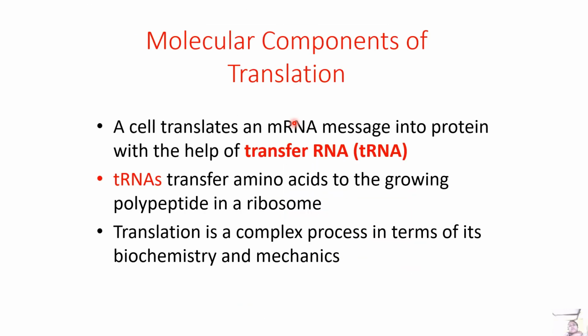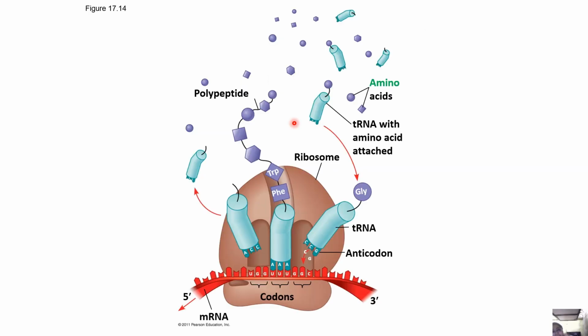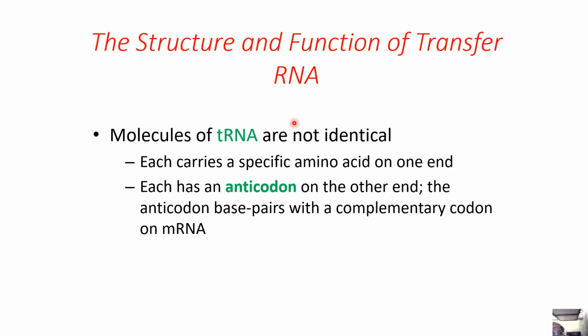What are the molecular components of translation? A cell translates an mRNA message into protein with the help of transfer RNA. The tRNAs transfer amino acids to the growing polypeptide in a ribosome, and translation is a complex process in terms of its biochemistry and mechanics. Molecules of tRNA are not identical. Each carries a specific amino acid on one end and has an anticodon on the other end. The anticodon base pairs with the complementary codon on mRNA.